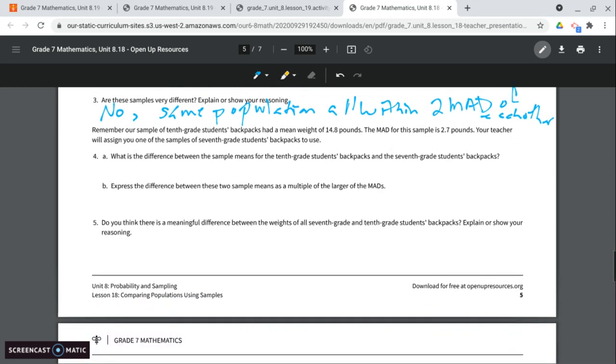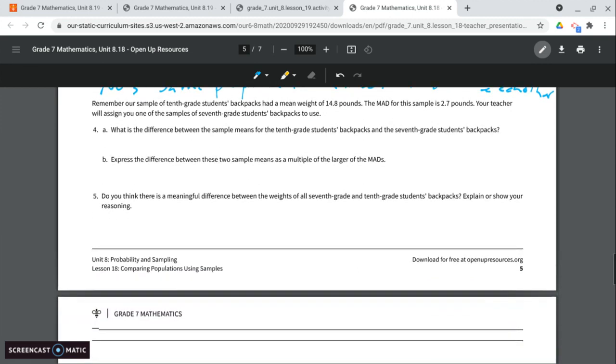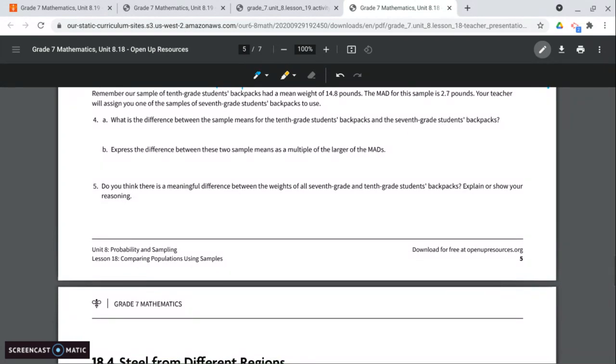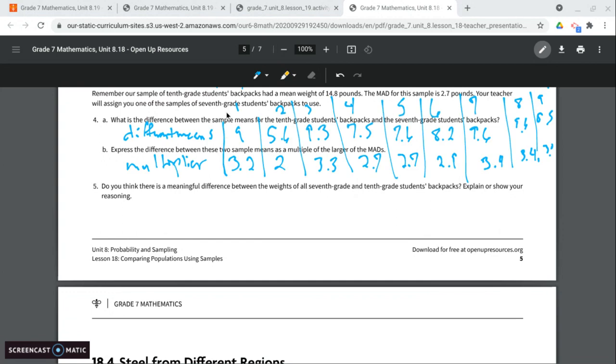All right, remember our sample of the 10th grade student backpacks had a mean weight of 14.8 pounds. The MAD for this sample was 2.7 pounds. So what we're looking at here, and I'm going to write this out so you guys can see it: what is the difference between the sample means for the 10th grade students' backpacks and the 7th grade students' backpacks? I'll have the difference in the means as well as the multiplier. Here are the different samples. I couldn't fit 10 in there. I ran out of space, but it's 8.4 for the difference in means and 3.0 for the multiplier.